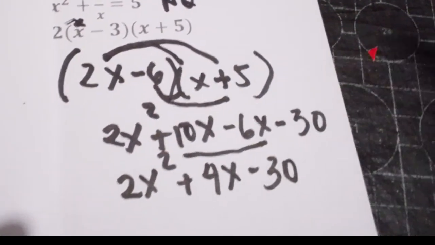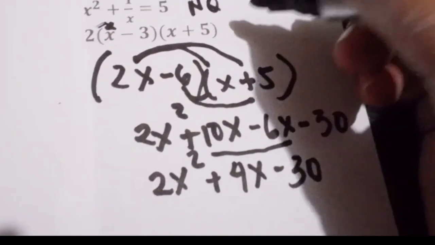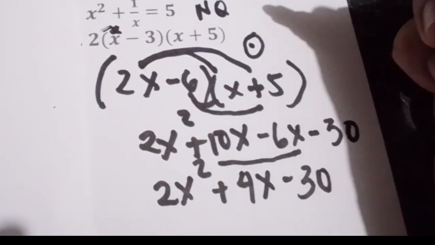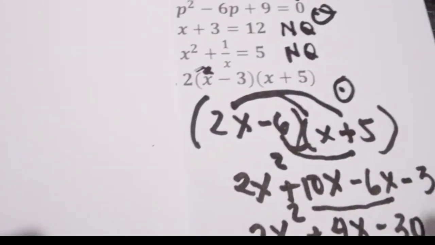So therefore the last equation is an example of a quadratic. Again, the others are not quadratic, NQ, alright? So that's it.